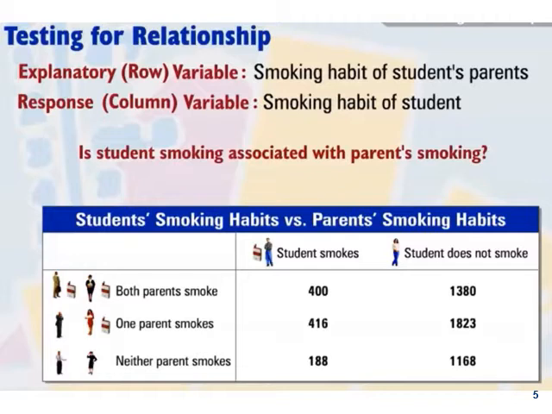The explanatory variable, in the rows, is the smoking habits of students' parents. Like we can see here: both parents smoke, one parent smokes, neither parent smokes. And the response variable, that is the column variable, is the smoking habit of the student. And the question is: is student smoking associated with parents' smoking?